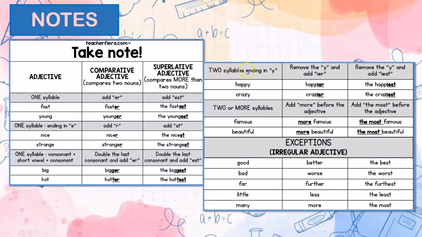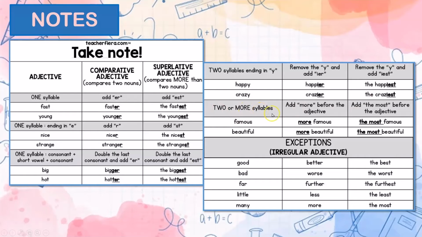And for the two syllables adjective ending in Y, we will remove the Y and add IER for the comparative adjective, and we will remove the Y and add IEST for the superlative adjective. For example, the word happy, which ends with Y, it will become happier in comparative adjective and will be the happiest in superlative adjective. And the word crazy will become crazier in comparative adjective and the craziest in superlative adjective.